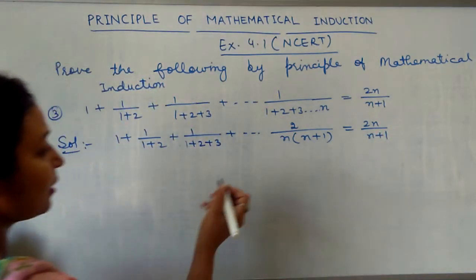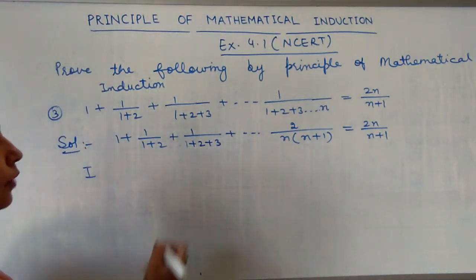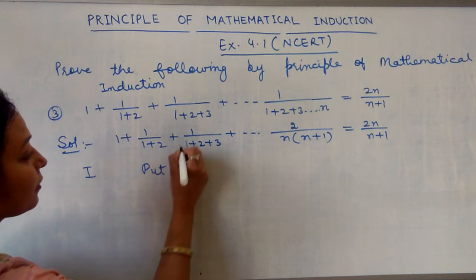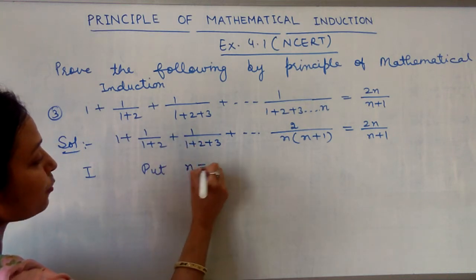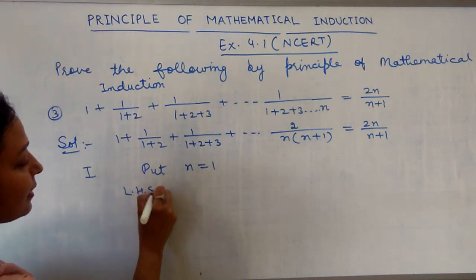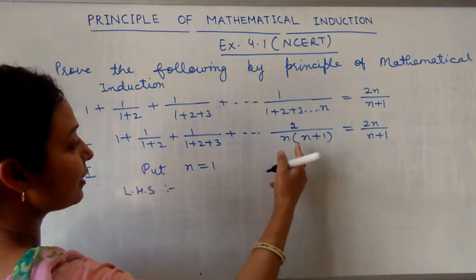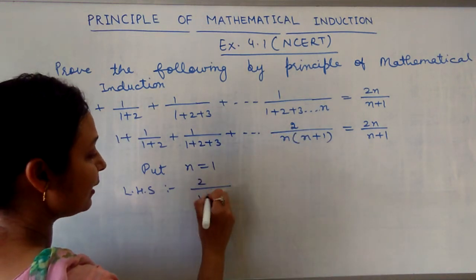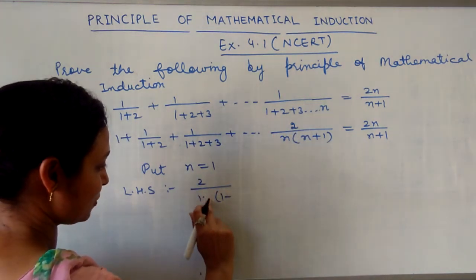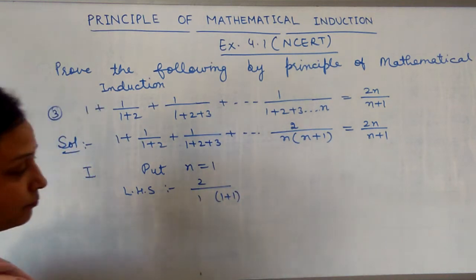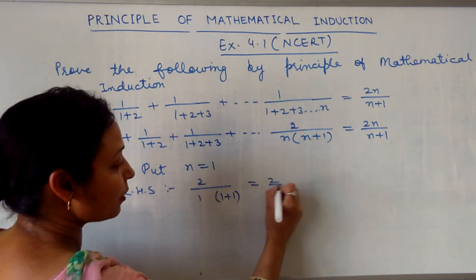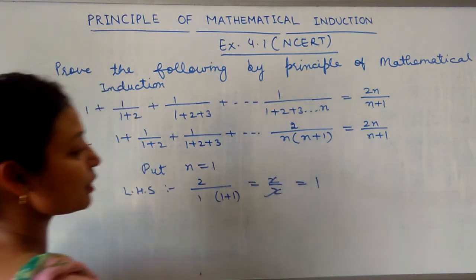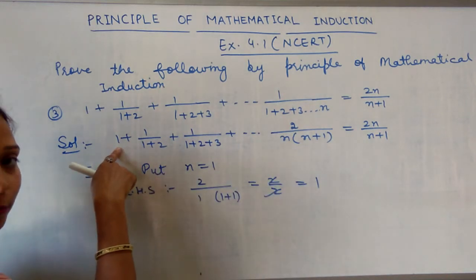Our first step is, you have to put n equals to 1. Take the left hand side. When you put n equals to 1, 2 upon 1 into 1 plus 1, that is 2 upon 2. After cancellation you get 1. That is your first term.